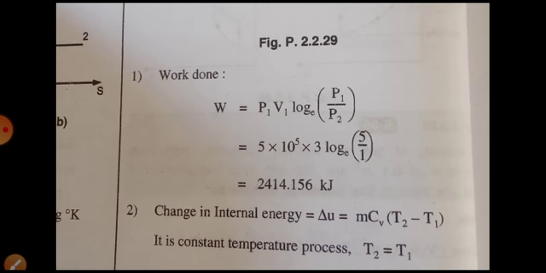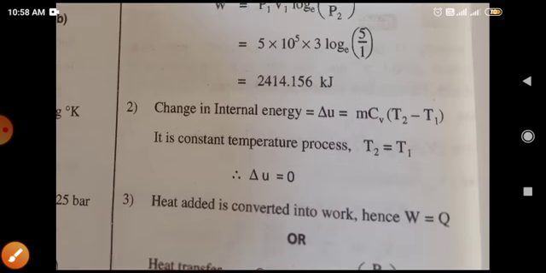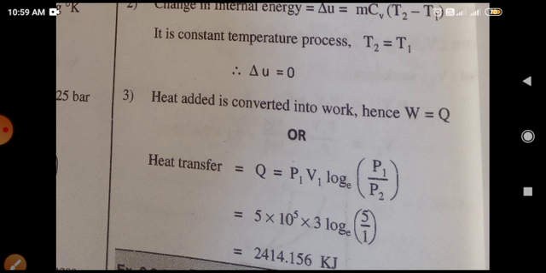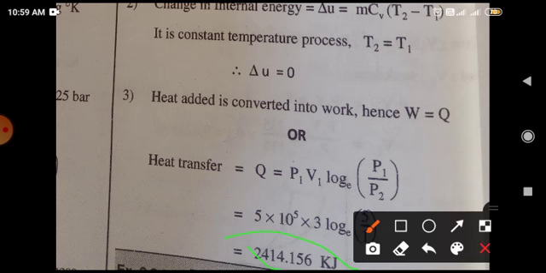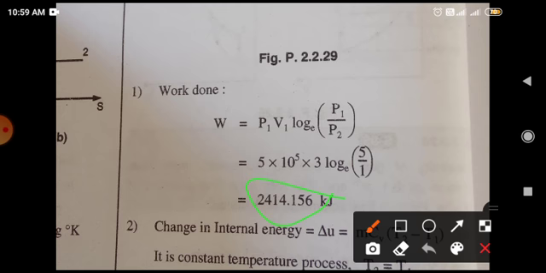As this is also an isothermal process, work done is the same as in the previous problem. You have to make some calculation like this. For the previous problem you will get this value. Now change in internal energy is equal to m Cv delta T, but as this is an isothermal process, delta T will be 0. Therefore change in internal energy for this process will also be 0. Now heat added is converted into total work. Therefore heat supplied is equal to total work. Therefore work is equal to heat. You will get both values the same, 2414, for heat supplied and for work done.